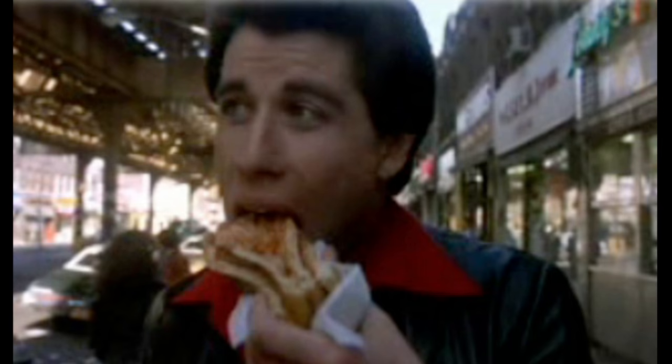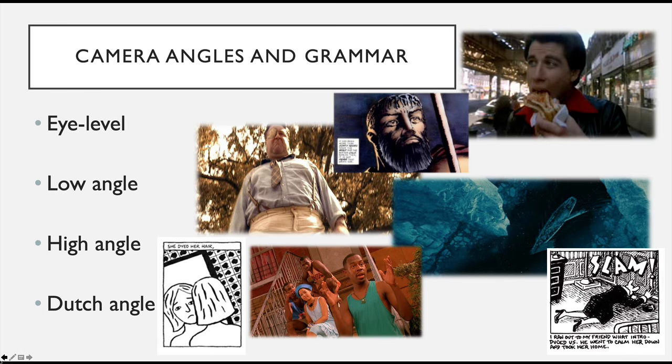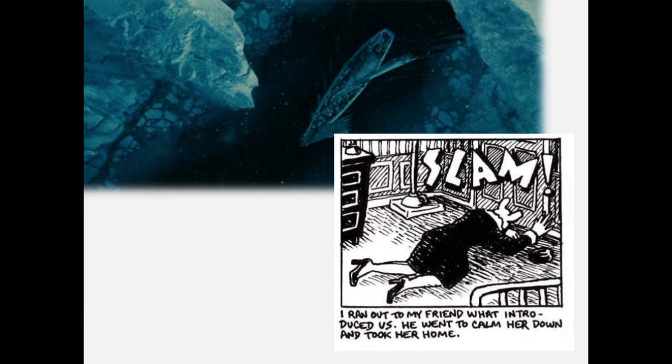a low angle. And this is where the camera is looking up at a subject, either in film or in a graphic novel. On the flip side, if we choose to film or draw something at a high angle, this is where the camera is very high, looking down on something. And this is going to create that power imbalance, where whatever is being framed in that high angle is very weak or powerless, because the camera is looking down on it.